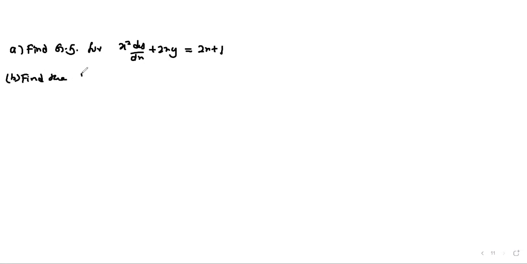Then the next question is, they might give you part A, find the general solution. I just write short form general solution for x squared dy by dx plus 2xy equals to 2x plus 1, right? Part B is find the particular solution for 1, minus 3, right? We'll go ahead with this.